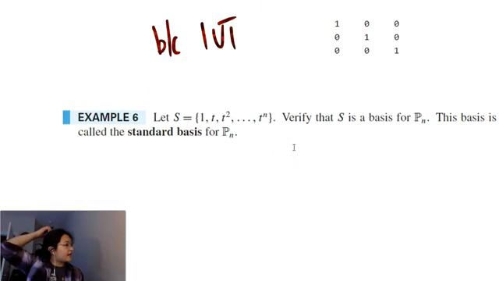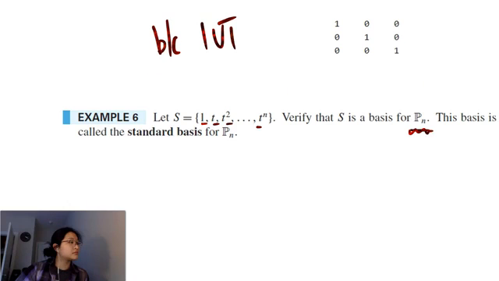So we have a bunch of polynomials, and how are we going to verify that that is a basis for our polynomial space? This is called the standard basis for a polynomial space. So how would we verify that this is indeed our standard basis for Pn? Well, in order to figure out if something is linearly independent, one way is to see if it only has a trivial solution.